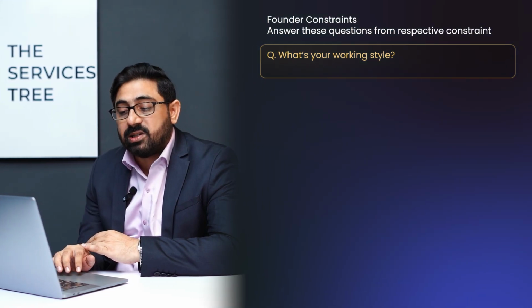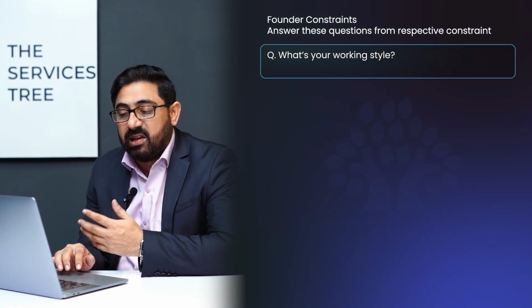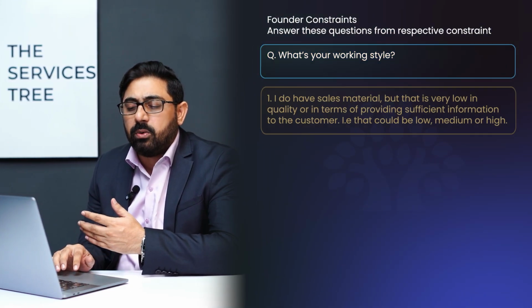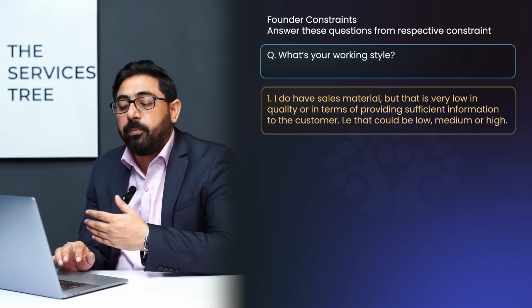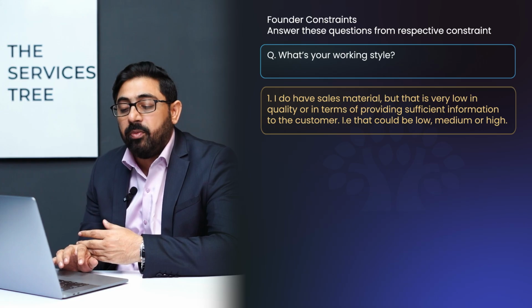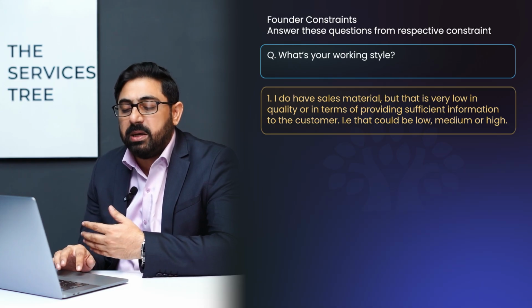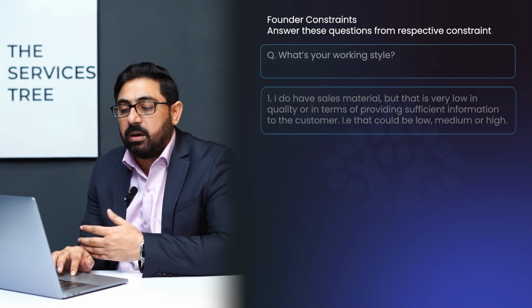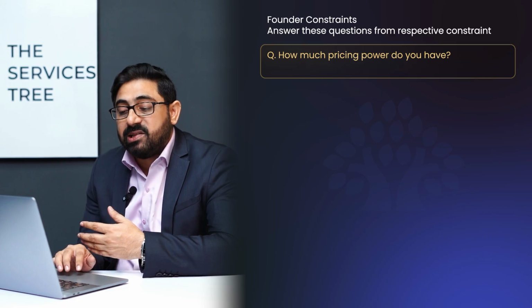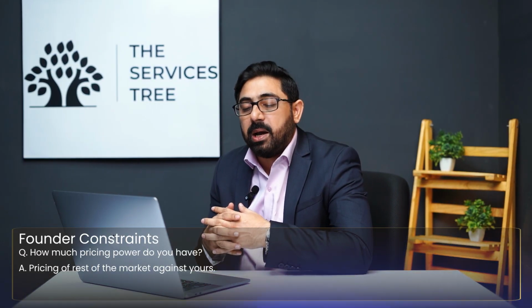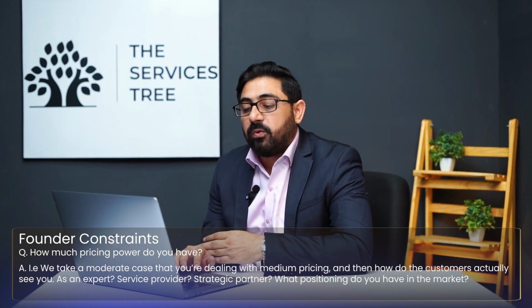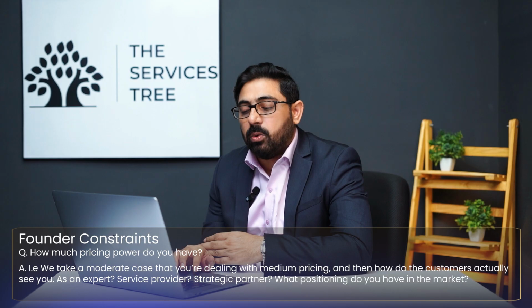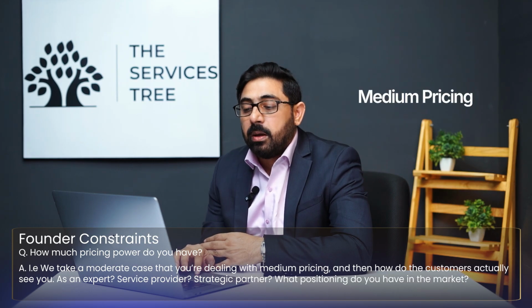Then, what's your working style? For instance, do you have any sales material? So you can say, I do have sales material, but it's very low in quality or in terms of providing sufficient information to the customers. So that could be low, medium, or high. Let's stick with medium at the moment. So how much pricing power do you have? This is all about the pricing in comparison to the competitors in the market where you are playing along with them. So for instance, we take a moderate case that you are dealing with medium pricing.